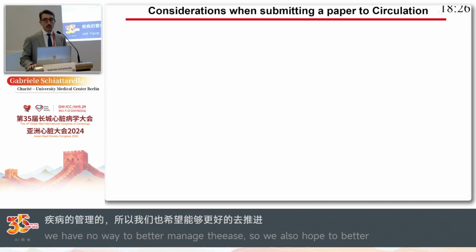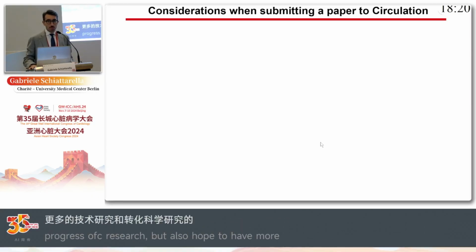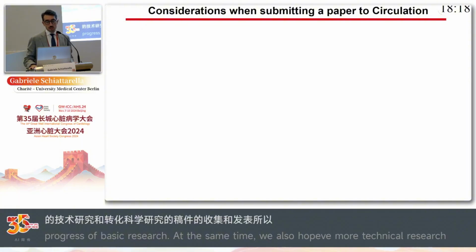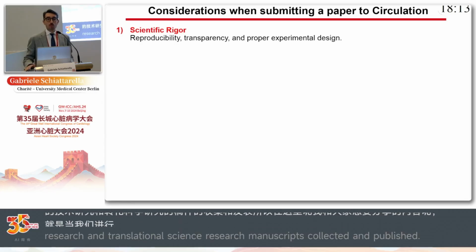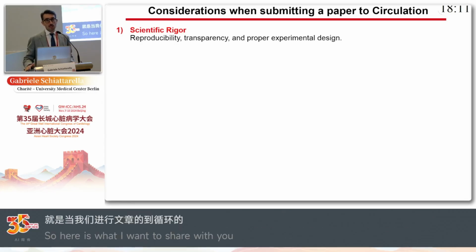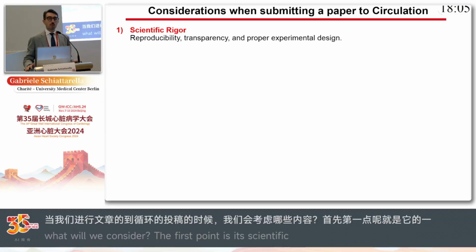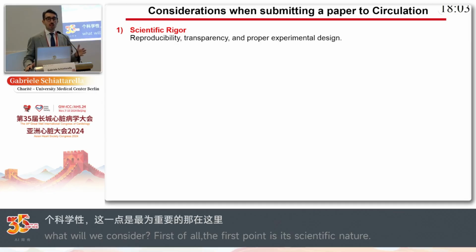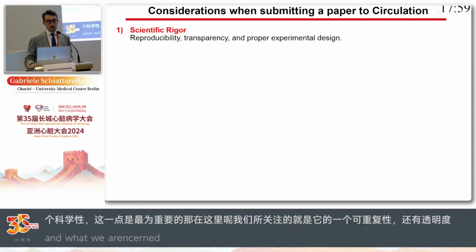So this is a little roadmap. What kind of considerations should be made when submitting a paper in the realm of basic translational science to Circulation? As with many other journals, first and foremost, scientific rigor is of utmost importance. Reproducibility, transparency, and proper experimental design are definitely needed in order to achieve the goal of informing and moving science forward in this direction.